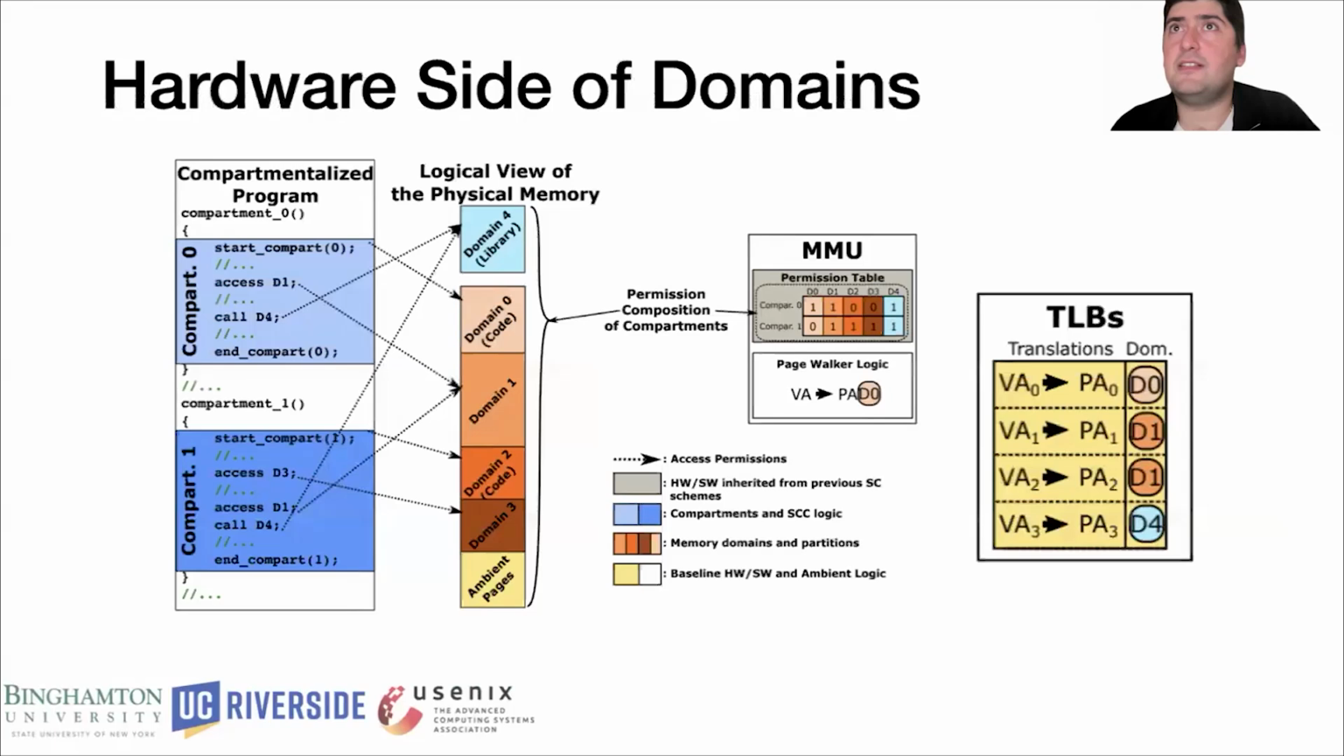Page-level granularity of these systems also requires the TLB to extend its entries with domain metadata of that page. When a memory access is performed, the address translation returns the translated page's domain information. This domain information is then subjected to a sanity check where the domain metadata is compared against the permission table to see if the currently running compartment has access to that domain.